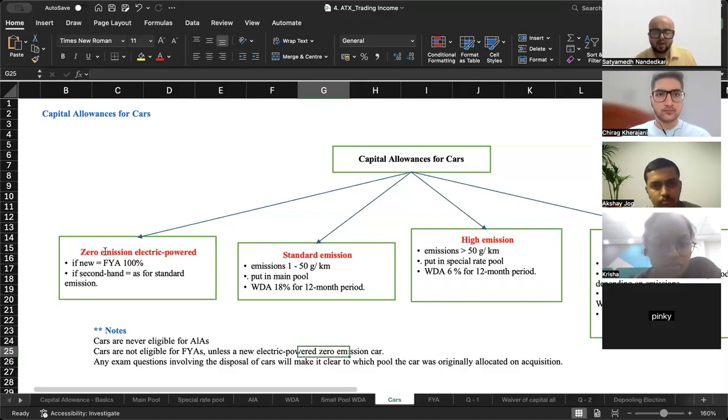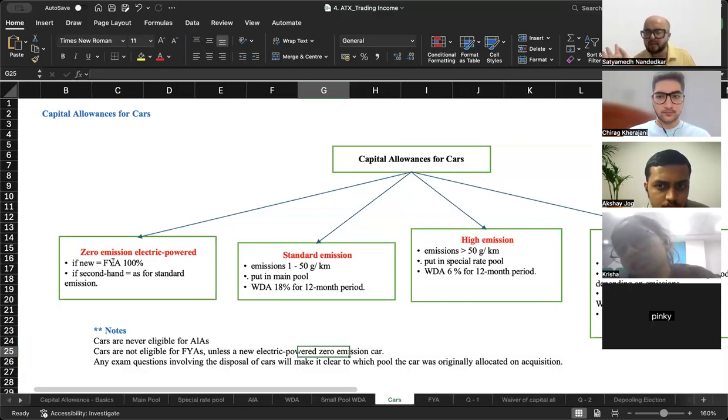Okay, zero emission electric powered. In the first year you will get 100% first year allowance. Okay, if it is a second hand car, then treat it like any other standard emission car. Standard emission means CO2 emission is between 1 and 50 grams per kilometer. Put it in the main pool. WDA 18% for 12 months. Cars are not eligible for AIA.